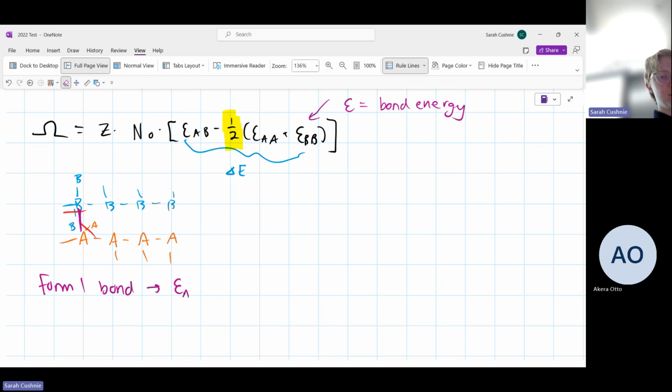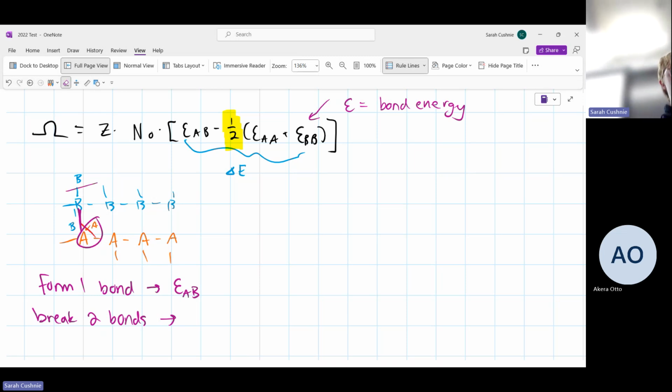That's going to be EAB. But then we break 2 bonds. Another way you can think about it, instead of breaking the bonds, is that we form a bond between A and B, and then we break a bond between AA and a bond between BB, but each of those bonds is being shared by 2 molecules. I don't know if that makes any more sense.